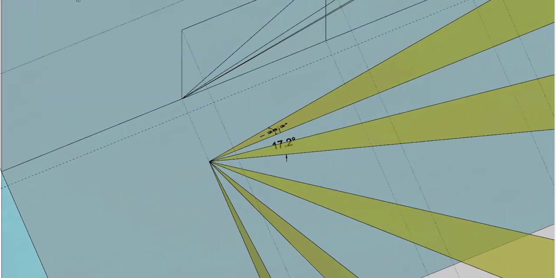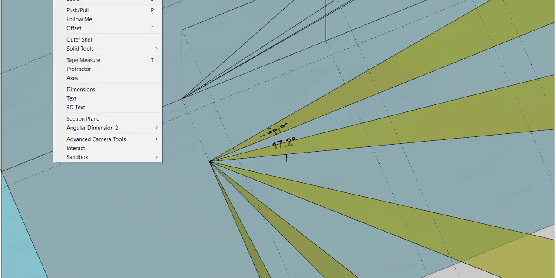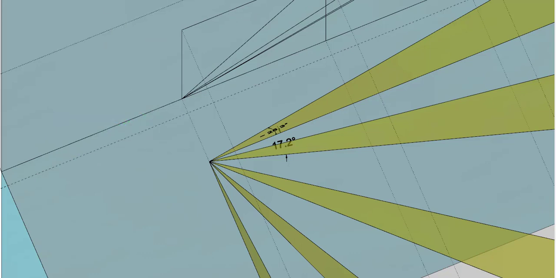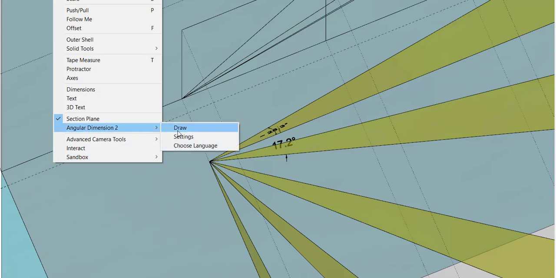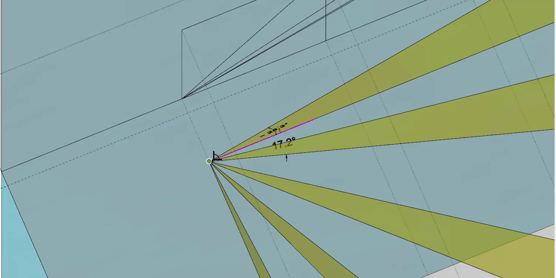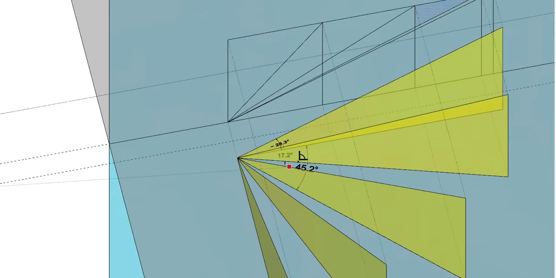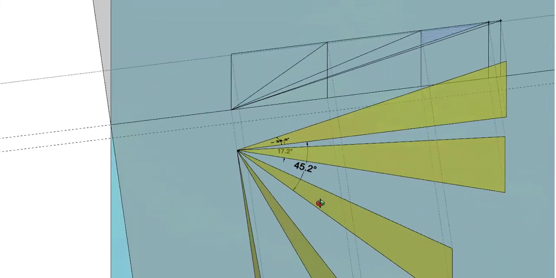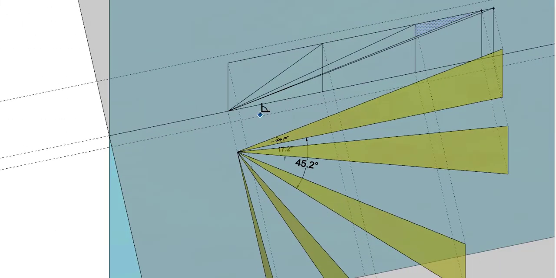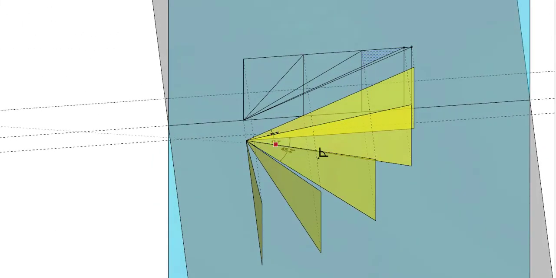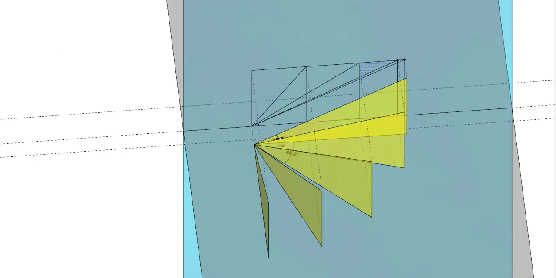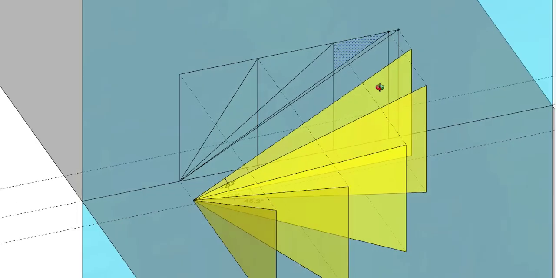If you want to know the distance or the angle, I will just show it. Okay, so I have rotated by 45.2 degree. I have given an inclination of 45.2 degree to the vertical plane.